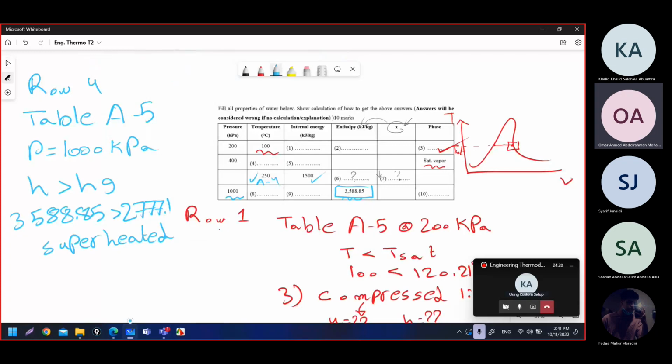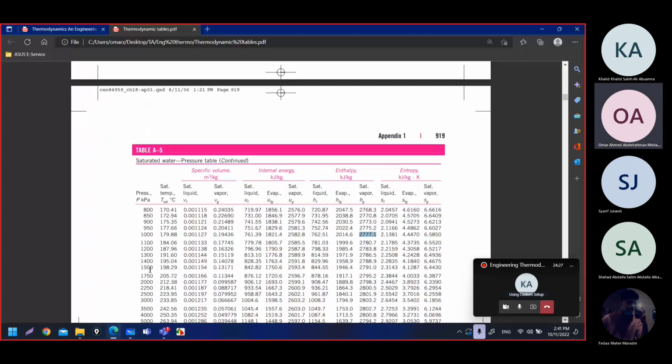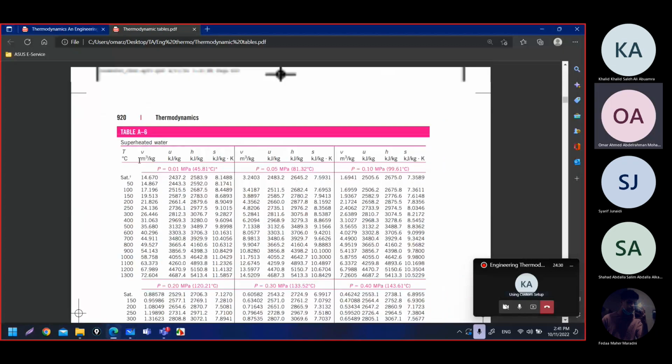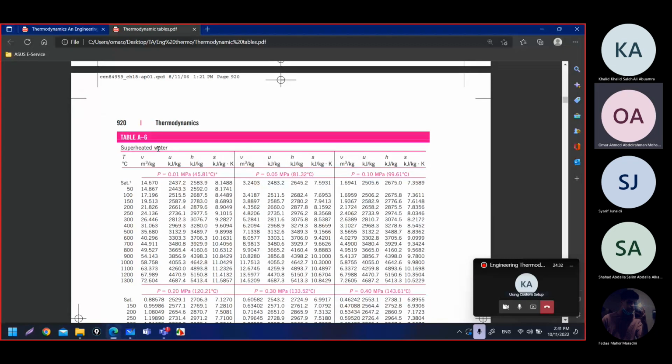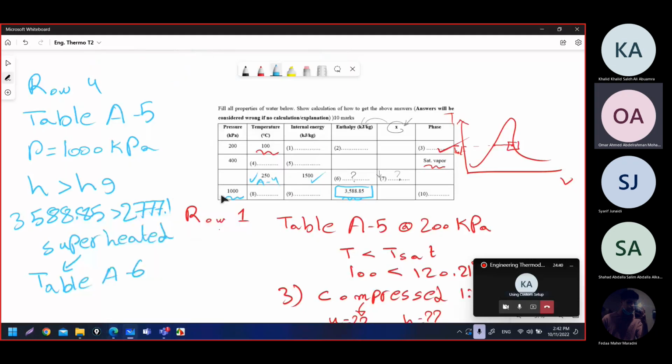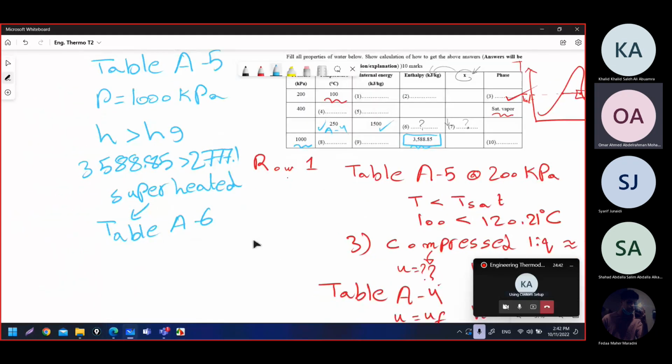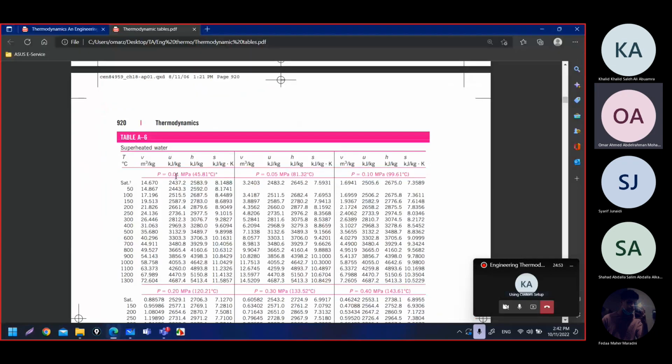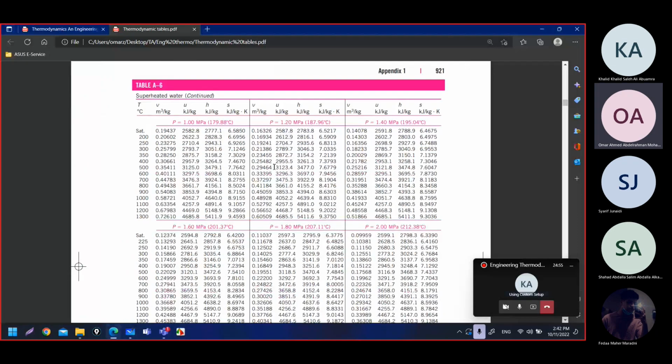So I will go to table A6, because it is the table for the superheated state. The pressure in the superheated table is in megapascal. I have the pressure as 1000 kilopascal. In order to convert from kilopascal to megapascal, I divide by 1000, so it will be equal to 1 megapascal. So I will go to table A6 under 1 megapascal for the pressure.